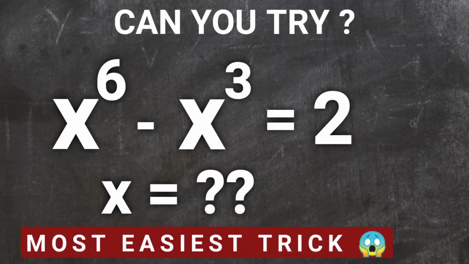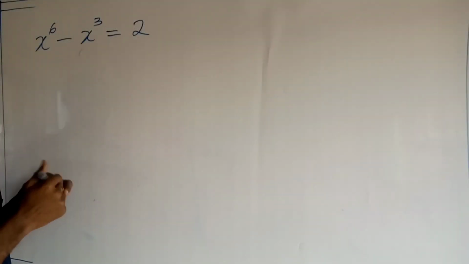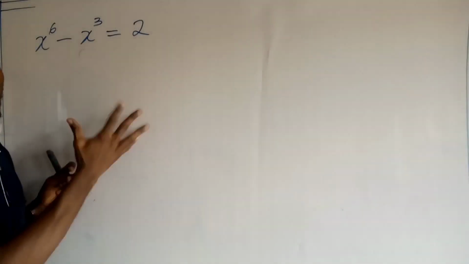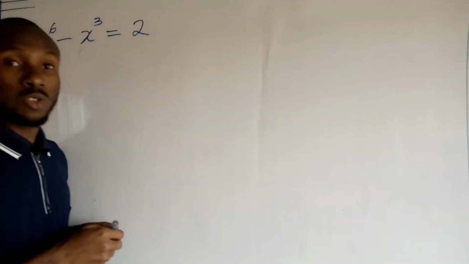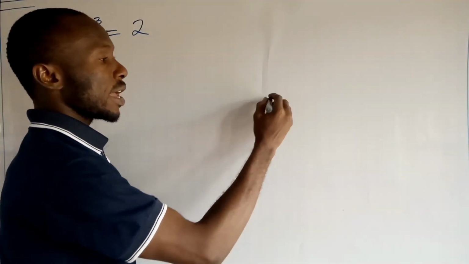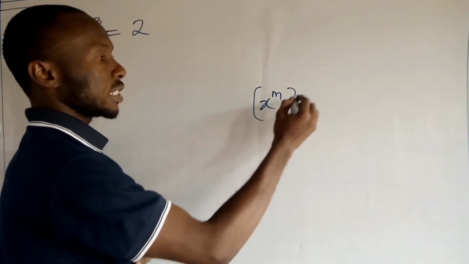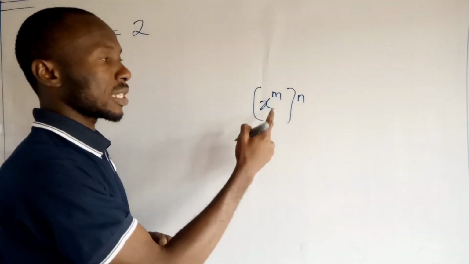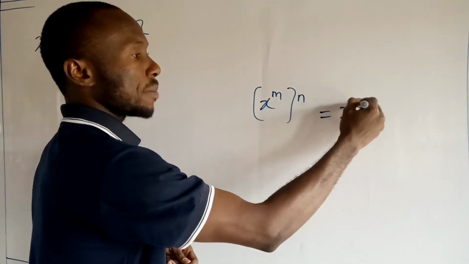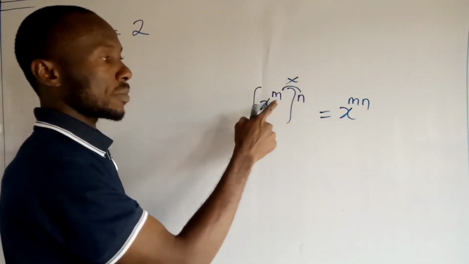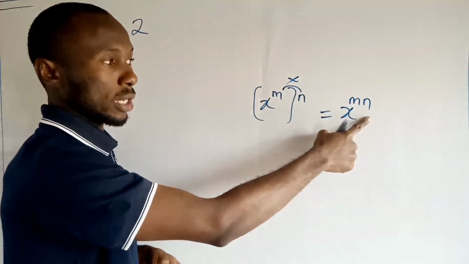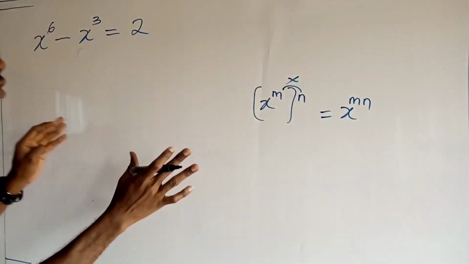Alright viewers, the first thing you want to do here is to apply some of the exponential laws. The one I want you to remember is, if I have x to the m, all to the n, this can also be written as x to the mn, like you're multiplying them. m times n will give me mn. So that's the law I want you to remember.